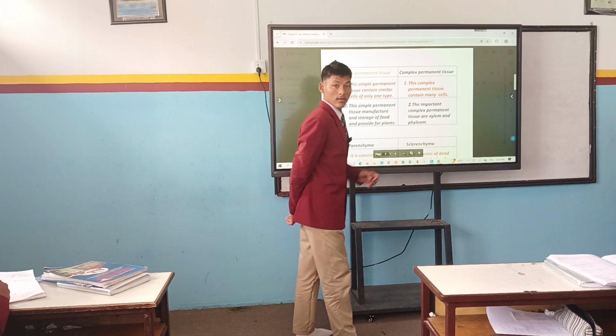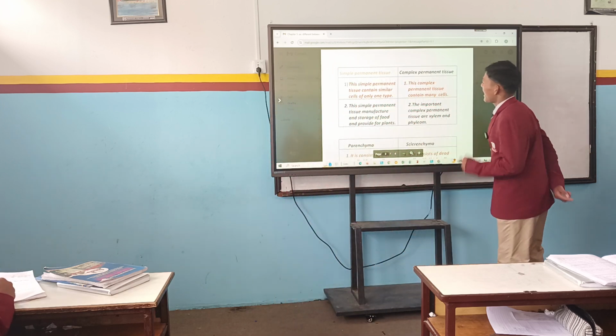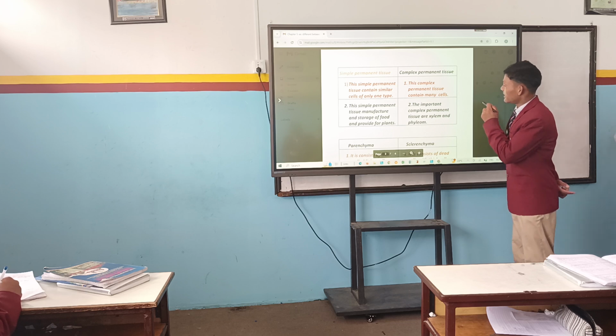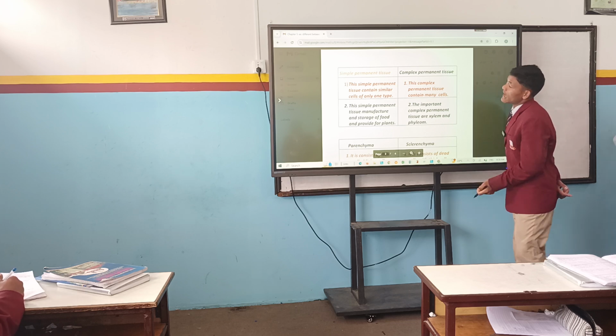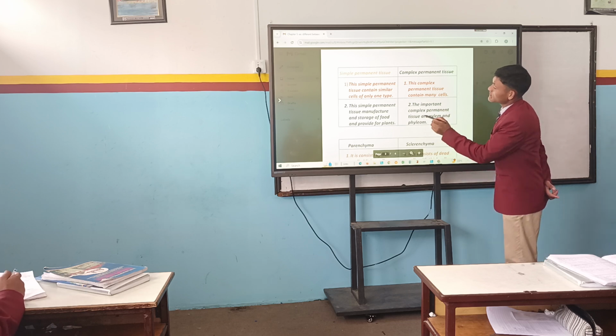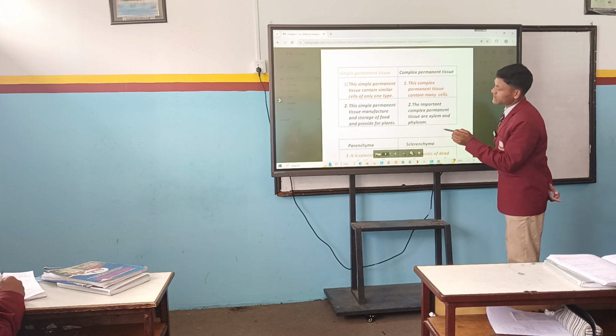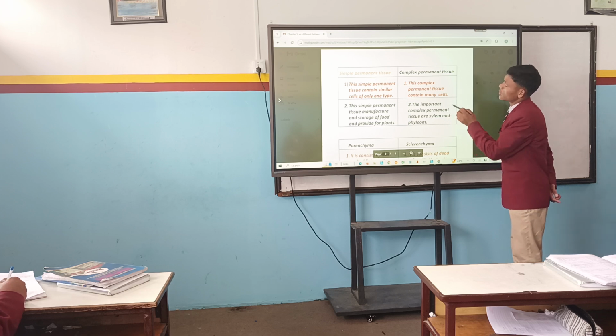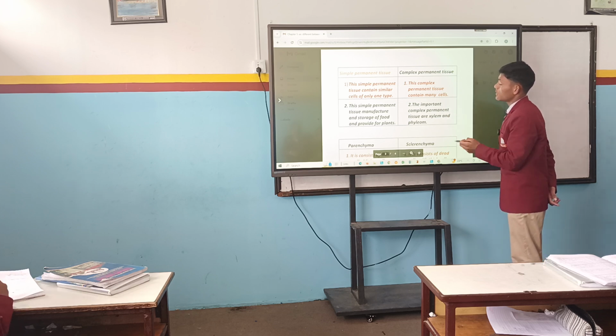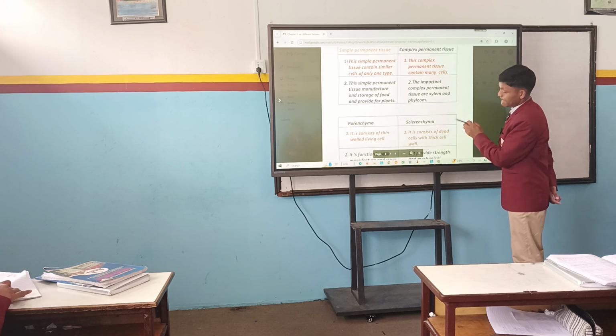Complex permanent tissue contains many types of cells. Simple permanent tissue helps manufacture and store food and provide it for the plant. The important complex permanent tissues are xylem and phloem.